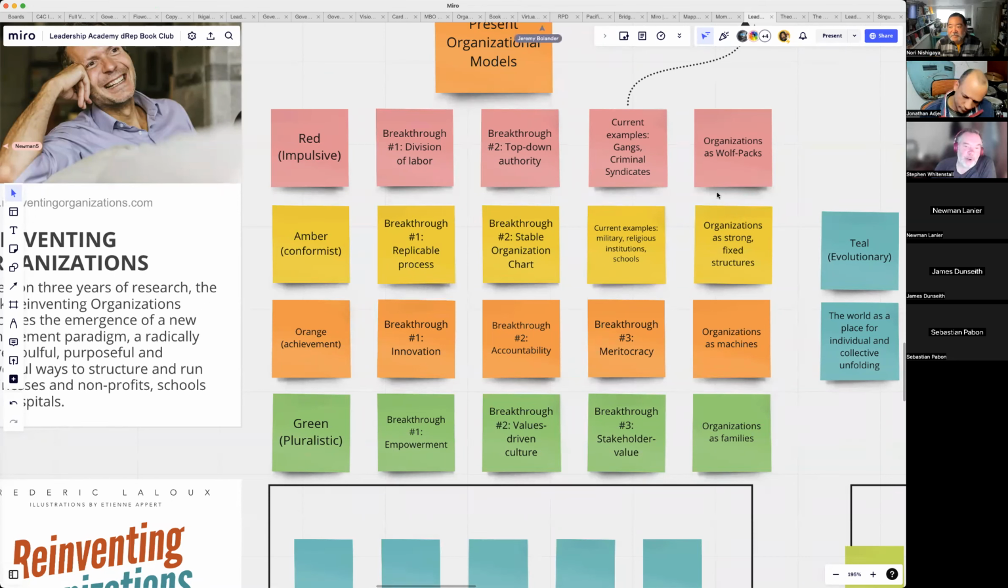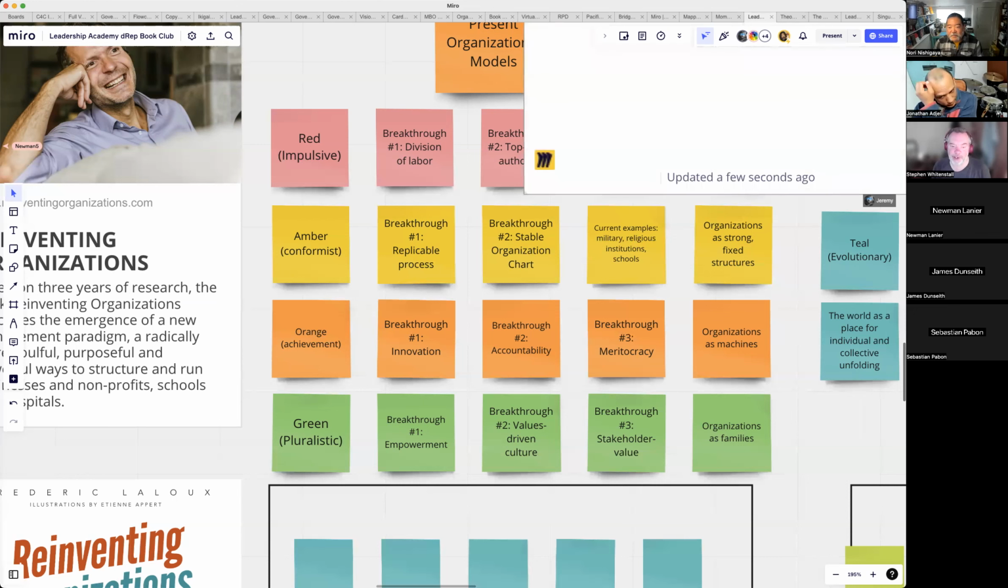Yeah, I suppose I'll just throw it out there that my immediate impression is that you get elements of red, amber, orange and green in all organizations. Sometimes you'll have someone who is a tyrant in a particular department, and that would be red or impulsive, and then that may combine with an emphasis on organizations as machines. And I think we've had this in the history of Catalyst as well, a little bit, with different approaches, different personalities and ways of doing things. So it's quite interesting to think of it in that way.